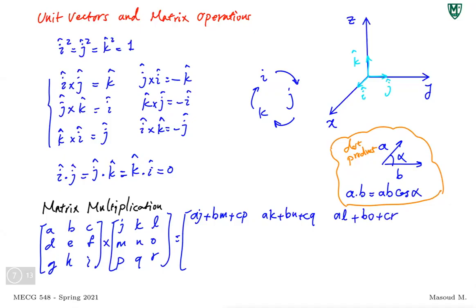Hopefully everybody follows these. Now go to the second row. So we go to the second row of the first matrix multiplied by the first column of the second matrix. That gives you the element on the second row, first column of the result. So that would give you DJ plus EM plus FP.